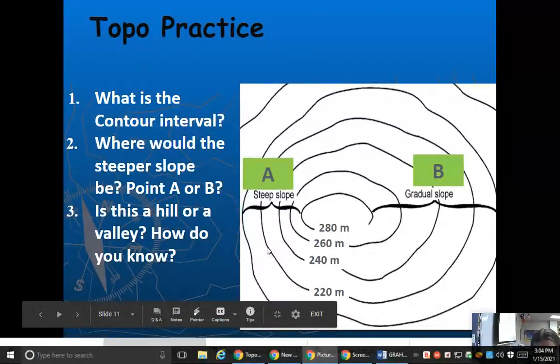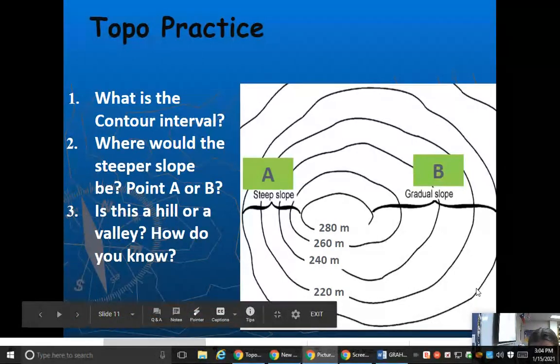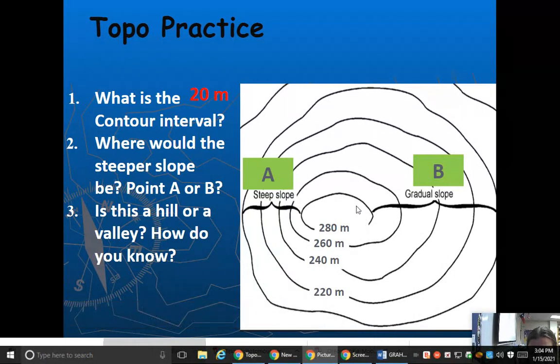So here, this would be a topographic map of a hill, and I know that because these closed lines are representing that. The smallest closed line would represent the top of the hill, and the largest closed line would represent the bottom of the hill. So what is a contour interval? It looks like it's going by 20s. So I would say my contour interval is 20 meters. So it goes 220, 240, 260, 280, and that's 280 meters all the way around.